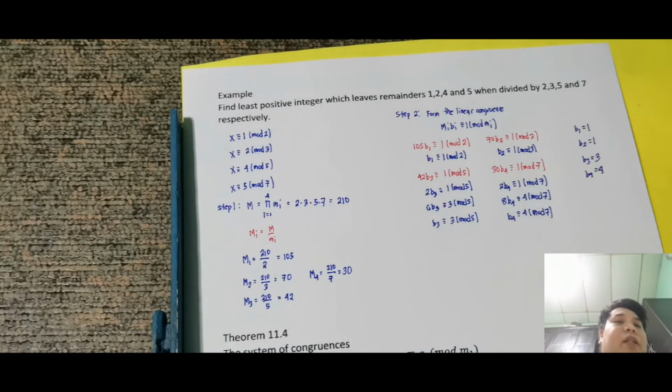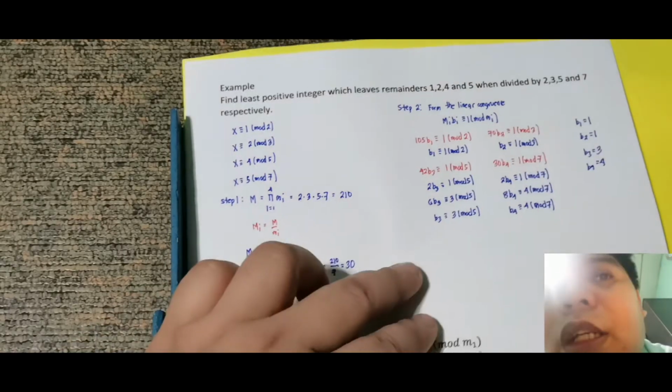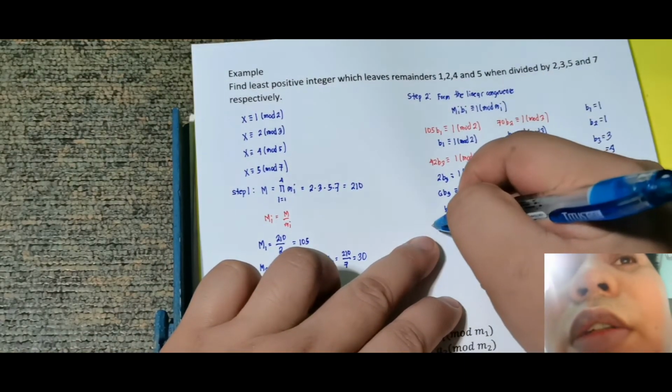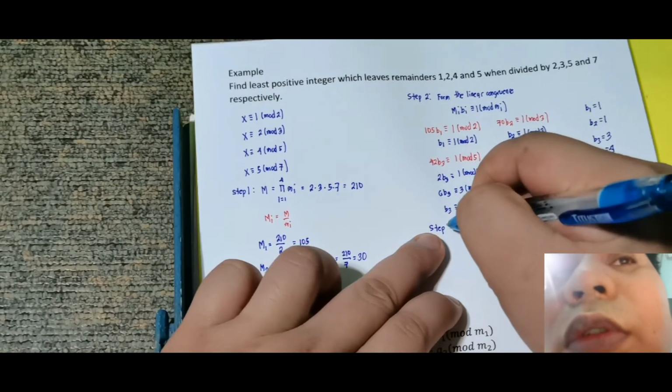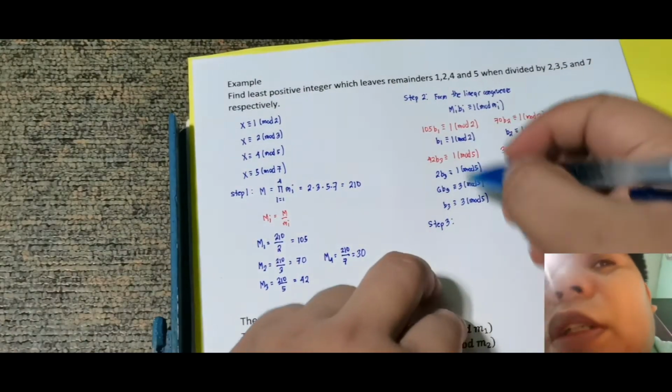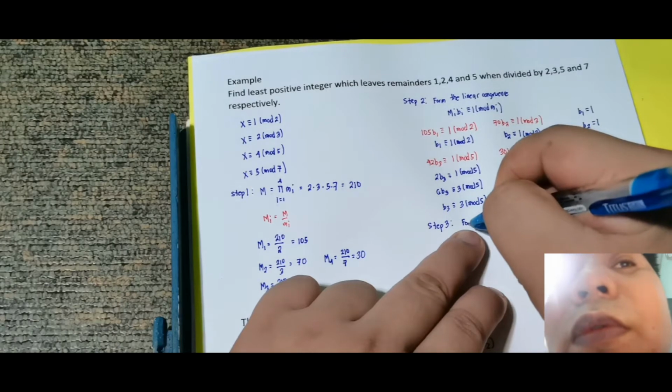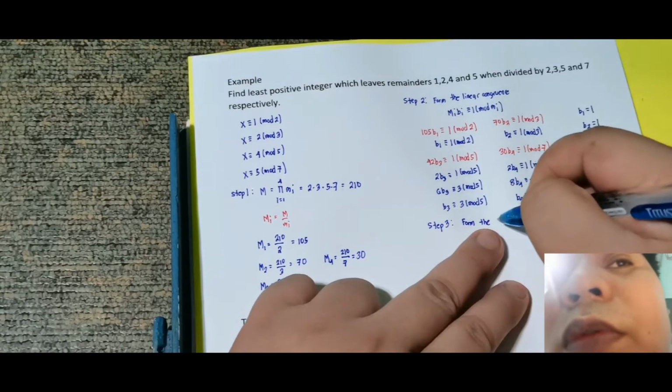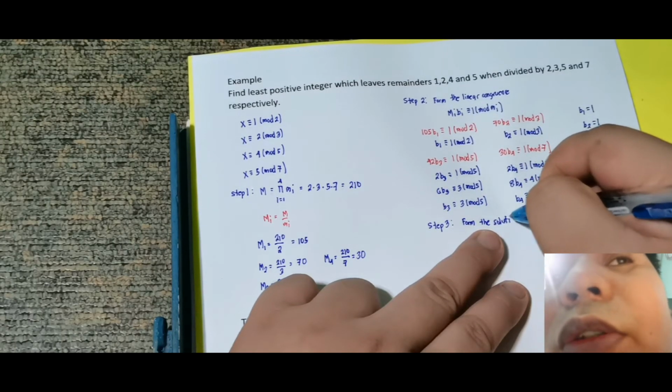Hanapin ko yung mga value ng b sub i. Form ko yung linear congruence, then find the value of b sub i. Okay, so, using yung ating linear congruence kung paano ko siya tinuro sa inyo last time. Now, next is step 3. So, step 3 is form the solution. Ano ba yung solution natin?